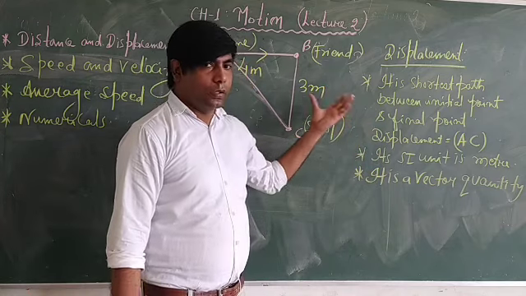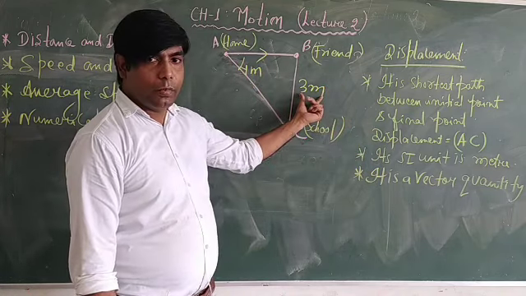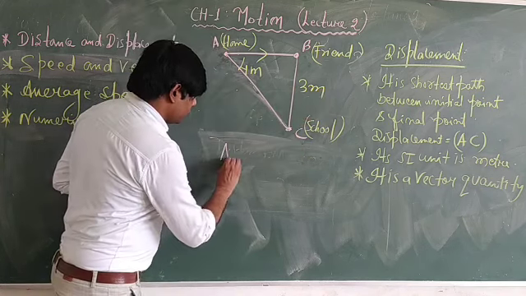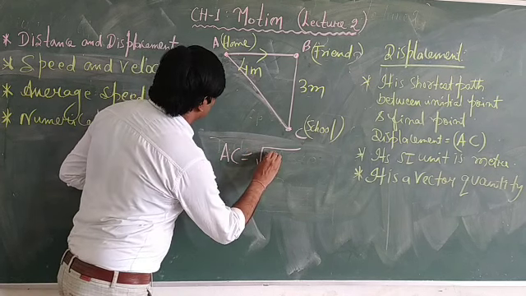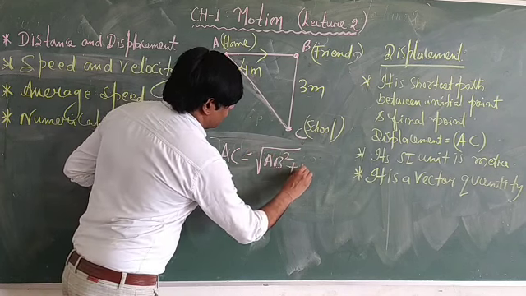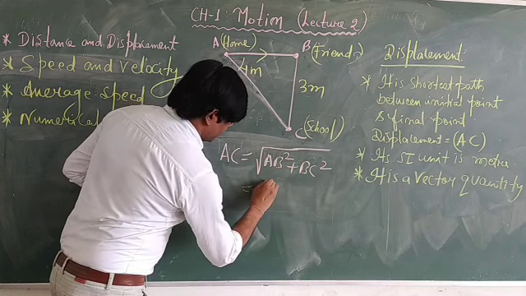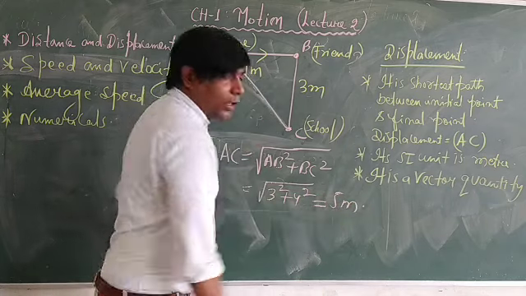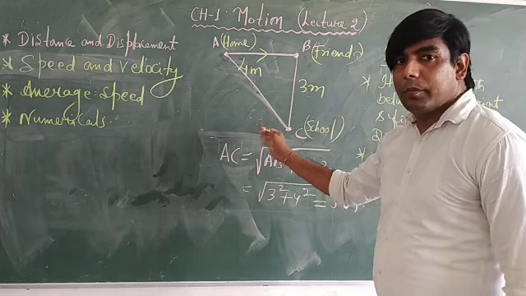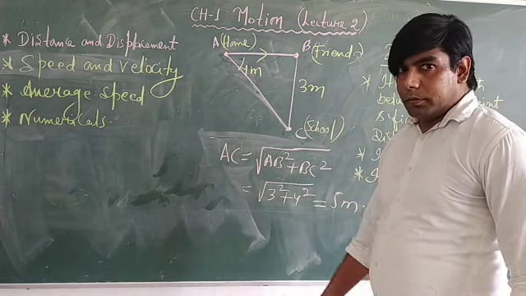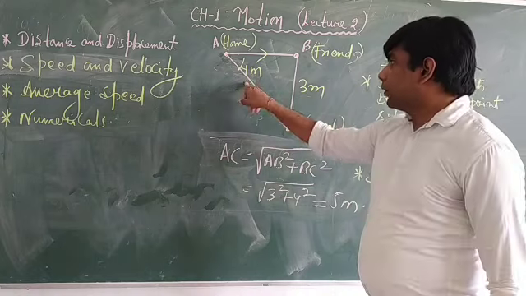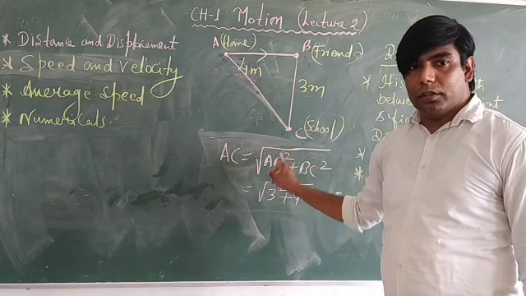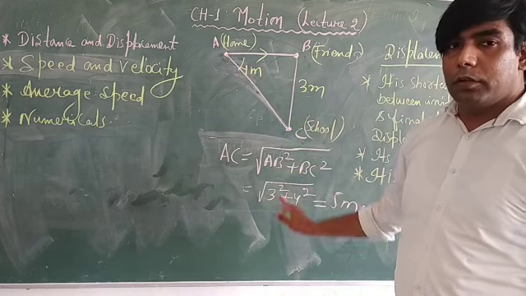In this case, we have taken the example of this 4 meter, this 3 meter. Then, if you ask for displacement AC, we can calculate displacement in this case by the triangle law, that is Pythagoras theorem. Right? This is the hypotenuse, perpendicular and base, so displacement AC is equal to root under AB square plus BC square, that is equal to 5 meter.